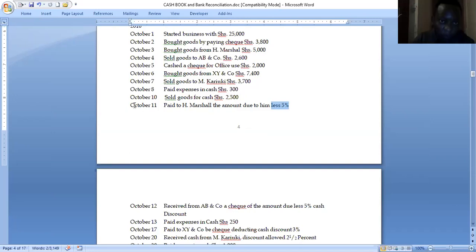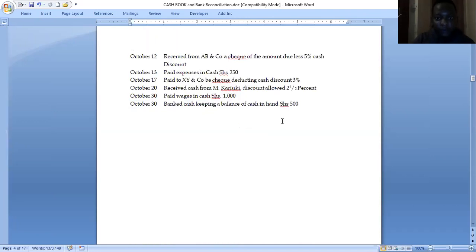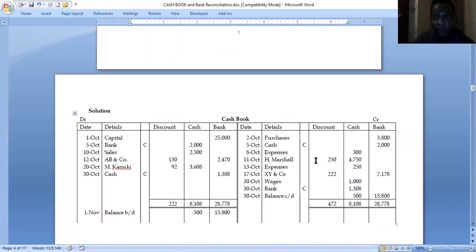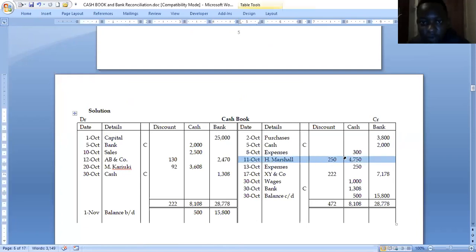Therefore, we record this in our cash book as follows. In our cash book, the date is October 11th. On the credit side of our cash book, we credit the bank account by 4,750, and then we post the 250 shillings discount in the discount column as shown there. I hope you are together.